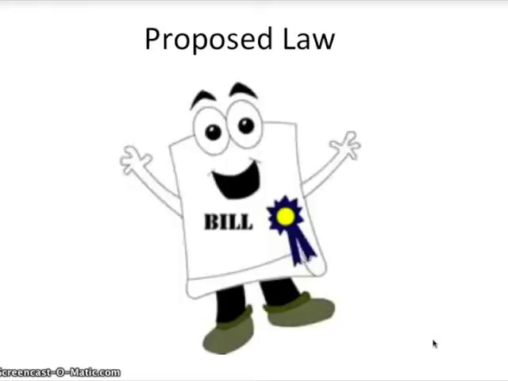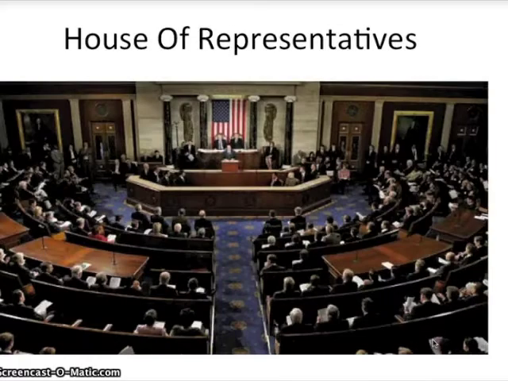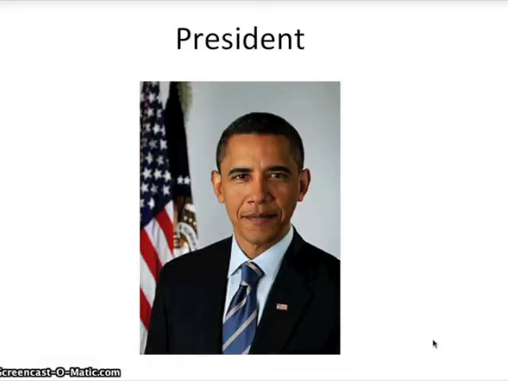A bill is a proposed law brought to Congress for discussion and voting. There are two ways for a bill to become a law. In the first and easier way, bills need to be passed by a majority of both the Senate and the House of Representatives, and then get the President's approval. If he or she signs it, it becomes law.